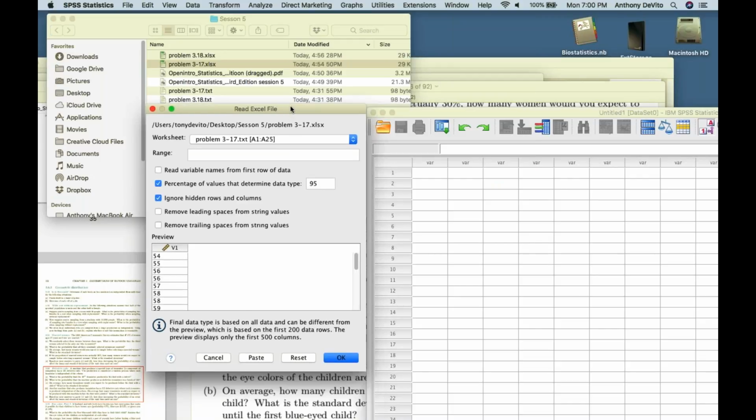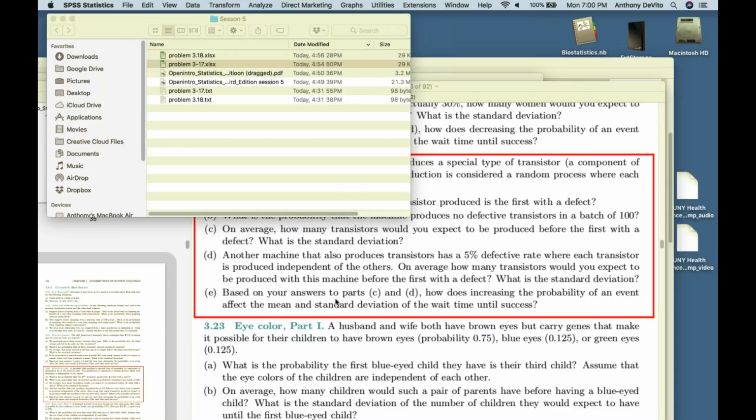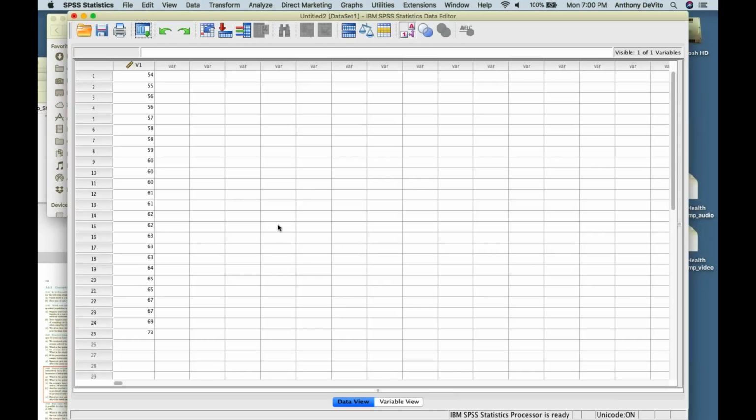Okay, and it's telling me it finds data from A1 to A25. That looks good. So I'm going to ask it to open it for me. And indeed, there is all my data. So I'm going to take a look at this to see if I can determine if this is normally distributed.